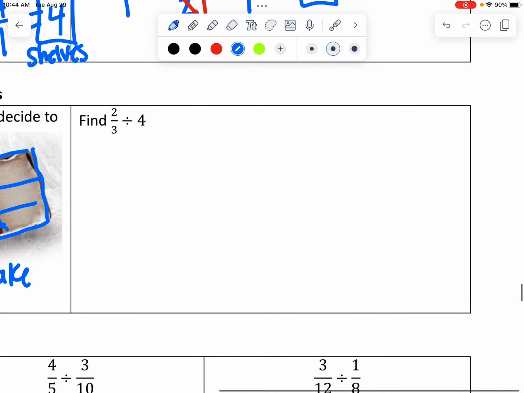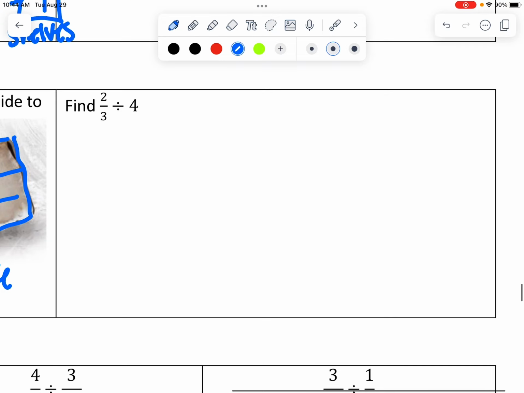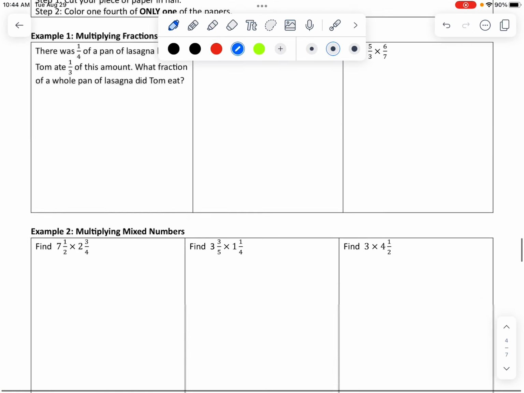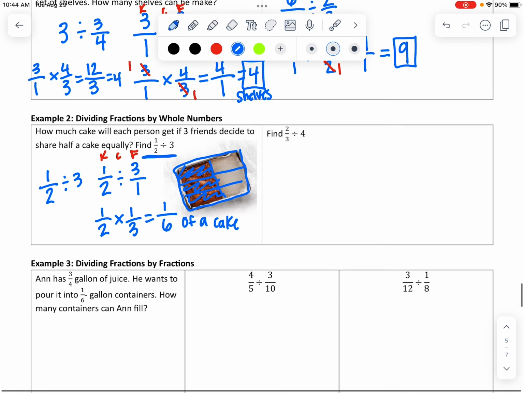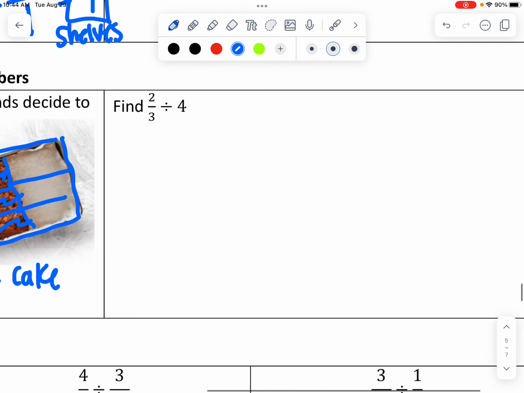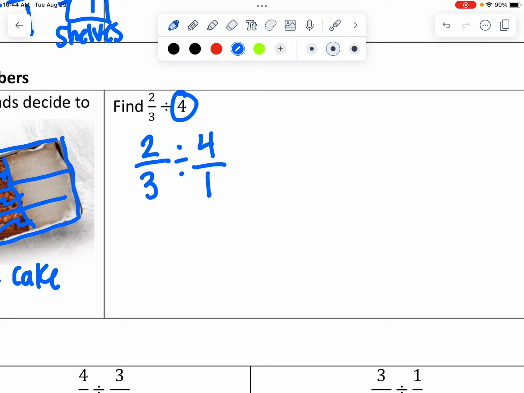All right, next, I want you to try this one on your own. Pause the video, see if you can do it, and then you can see if we got the same answer. Sorry. So we have 2/3 divided by 4. So 2/3 divided by, I need to change my 4 to a fraction. So it's going to be 4 over 1.